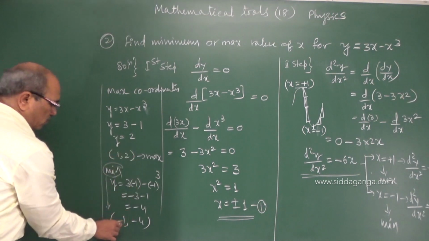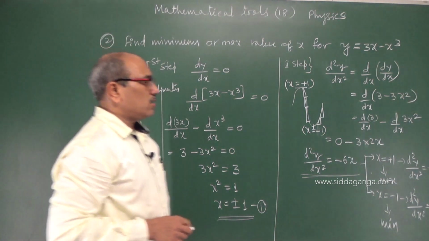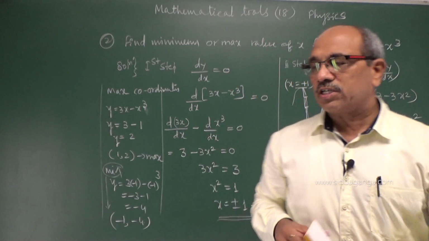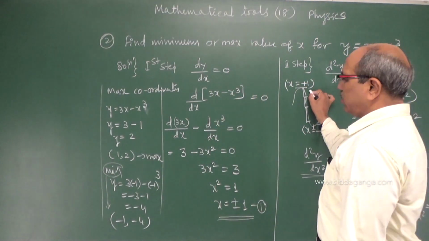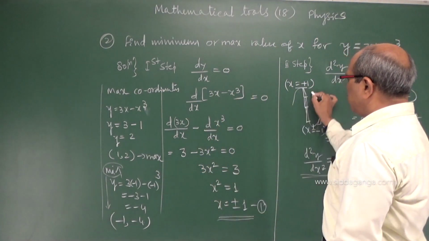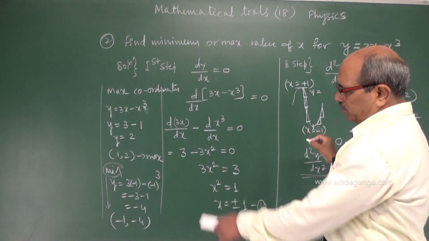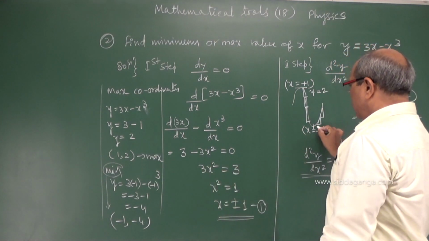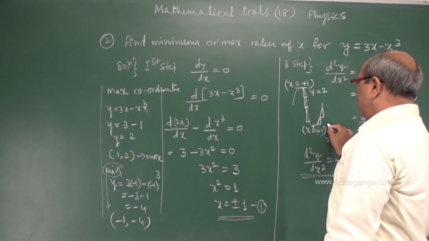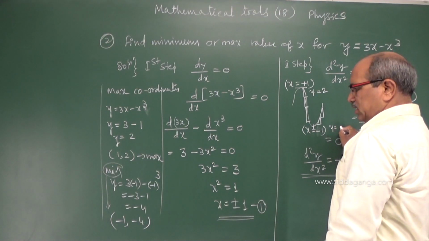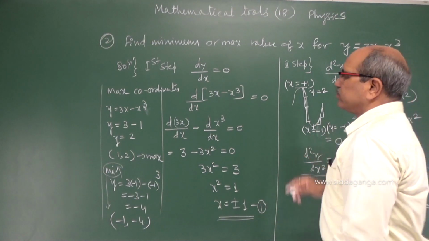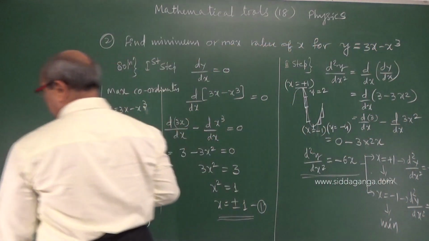So 1, 2 and minus 1, minus 4 are the coordinates at which the curve takes maxima and minima. Here the y coordinate, if you read, comes to be 2. When you come here, x is minus 1 and y is equal to minus 4. So that is the curve we got.